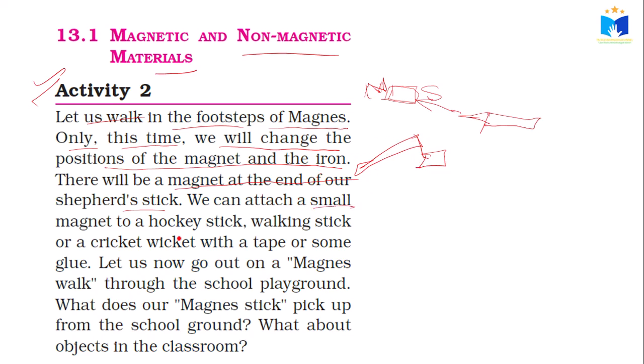We can attach a small magnet to a hockey stick, or a walking stick, or a cricket wicket, with tape or some glue. Either with glue or tape we can stick the magnet on. Let us now go out on a manganese walk.